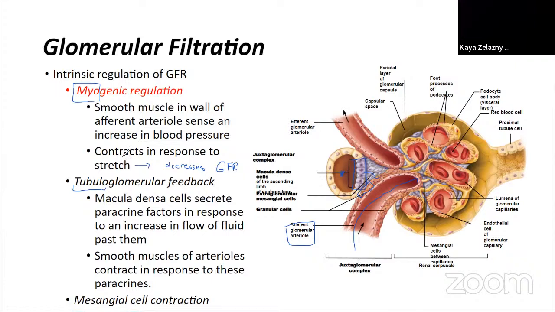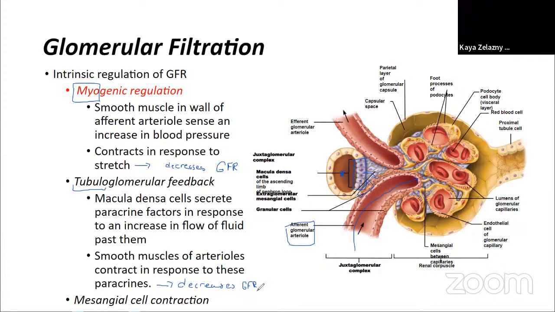And then we have the same situation as with the myogenic regulation. So again, our arterioles are going to contract. And when they contract, the radius decreases, which means their resistance increases, which means we have less blood flow. So this also decreases our glomerular filtration rate. And then our final one is mesangial cell contraction.